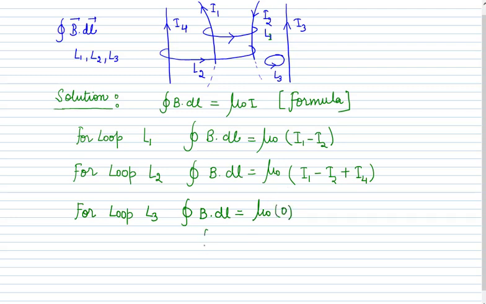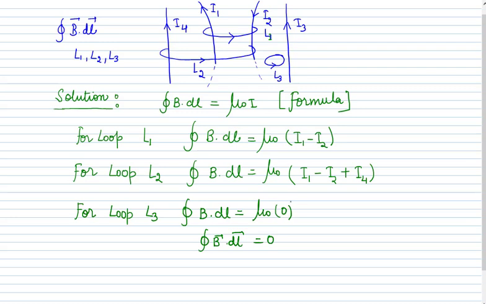So this B dot dl comes out to be 0 for loop L3. That is how easy it is, but do not get confused. Either you get it as a subjective question or an objective question. If options are given to you, then you have to pick out the right options. You have to do either I2 minus I1 or I1 minus I2.